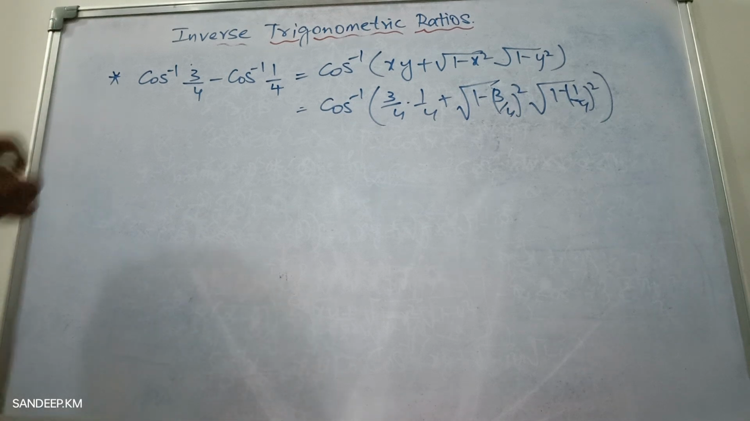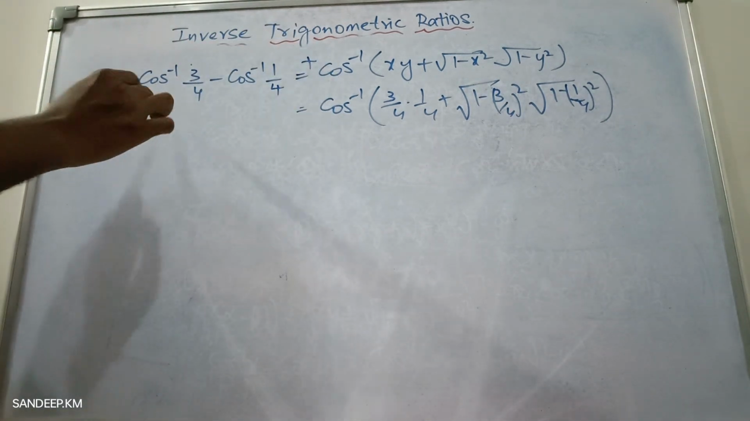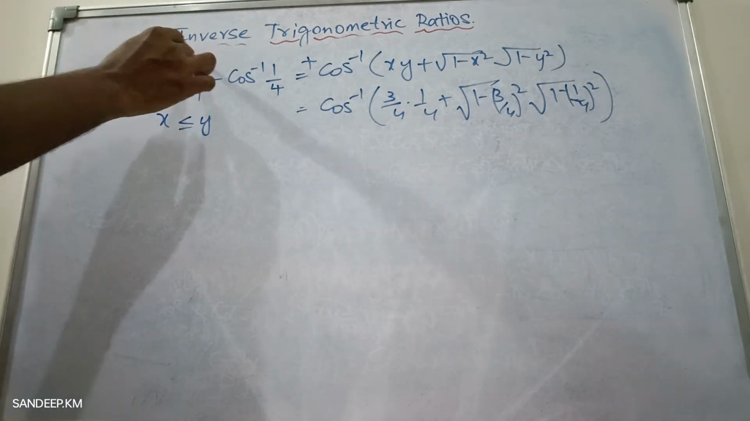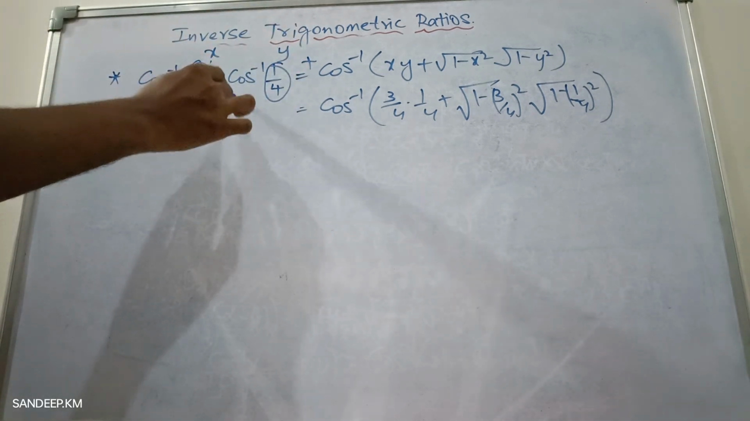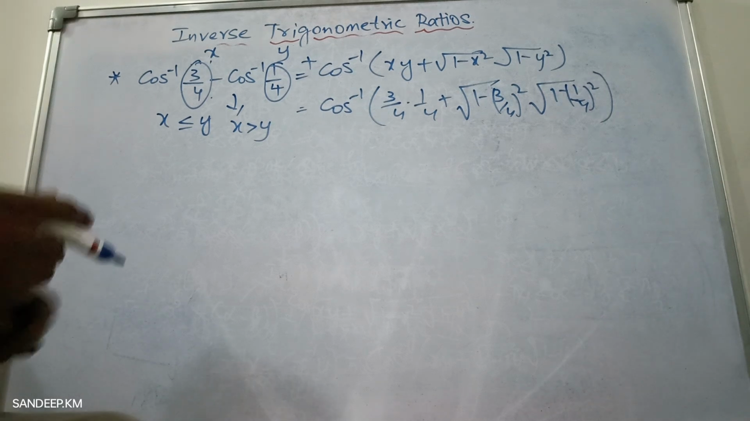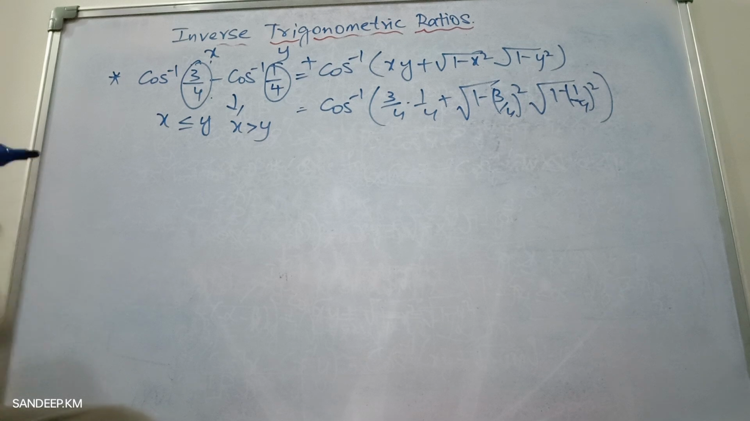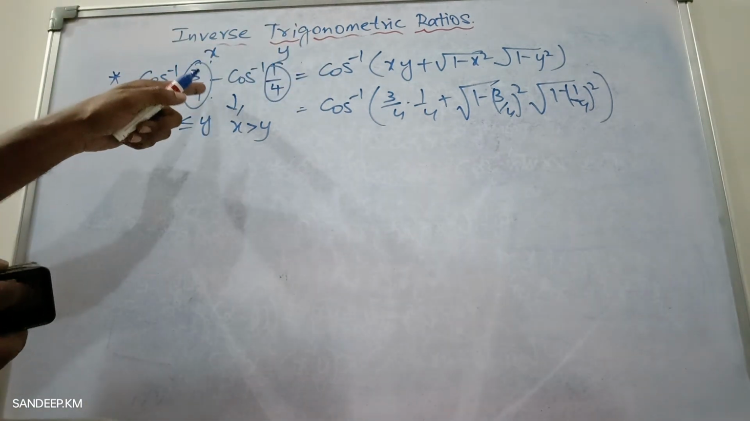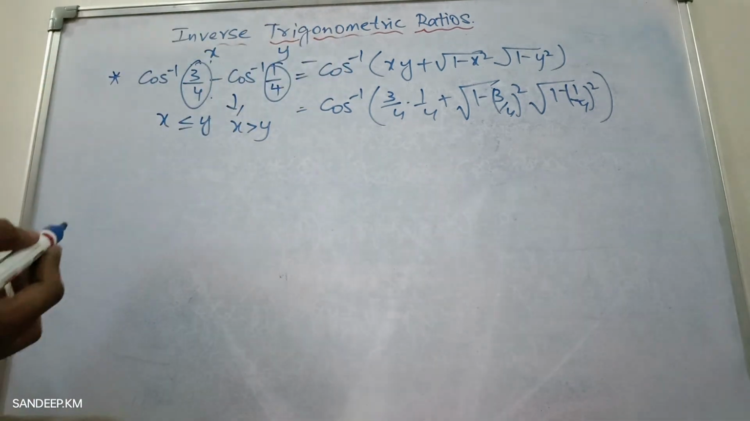What is the condition? I can use plus cos inverse of when x is less than or equal to y. But look at this x, y: x is actually greater than y in this particular example. Then what is the correct answer? If you write plus of, your answer is wrong. So what are we supposed to write here? Since x is greater than y, the answer is minus cos inverse of.